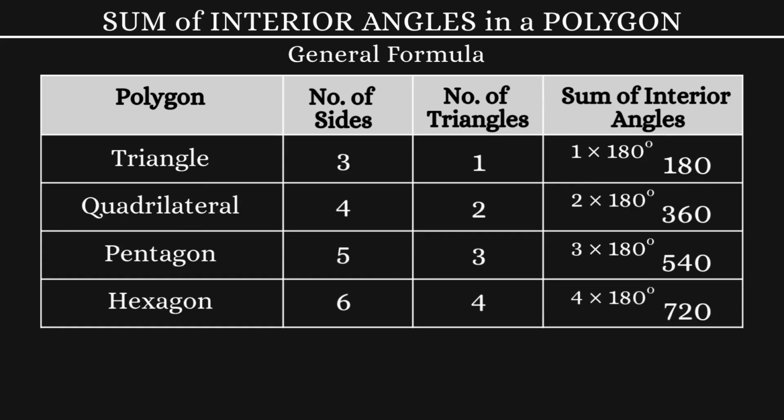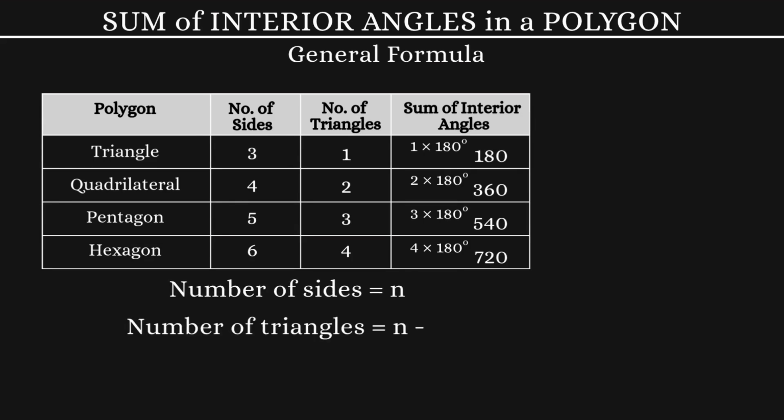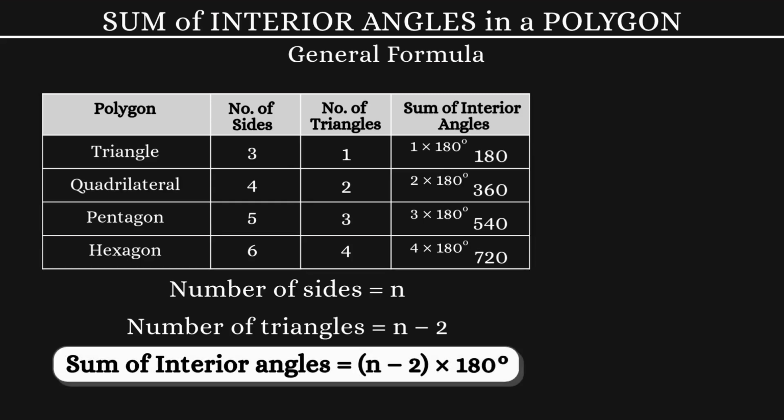which is 720 degrees. So, to generalize, we can say if we have a polygon with n number of sides, then it will have n minus 2 triangles. And the sum of interior angles will be (n minus 2) into 180 degrees. This will be the general formula used for any polygon.